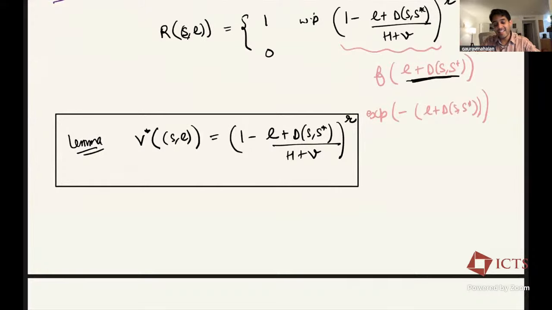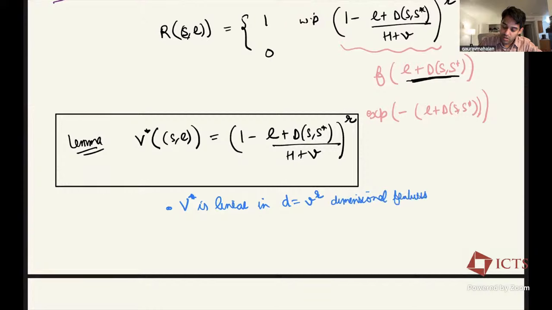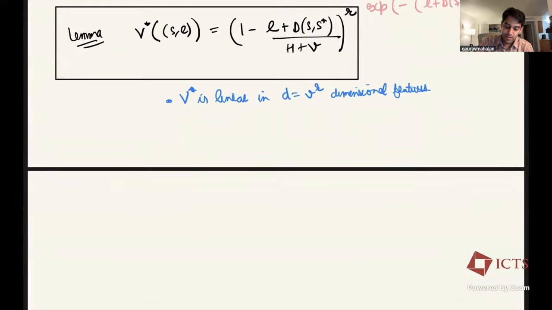Okay, so like I said, R is some kind of constant for us, right? So this is good. So now V star is linear in D equal to V to the R dimensional features, right, because it's a degree R polynomial.